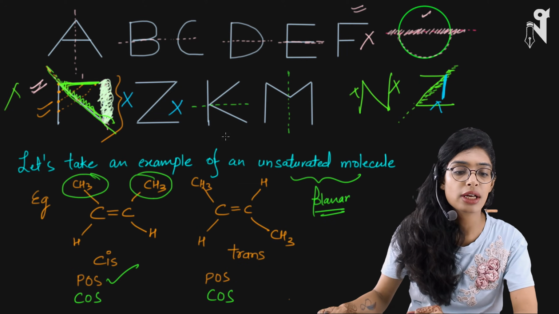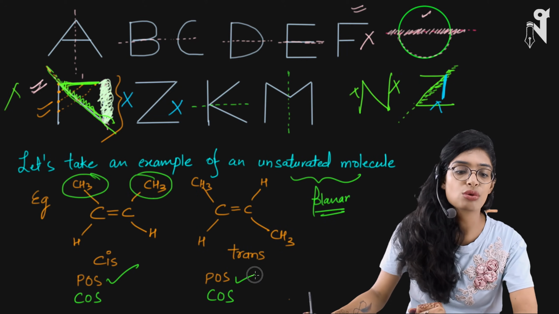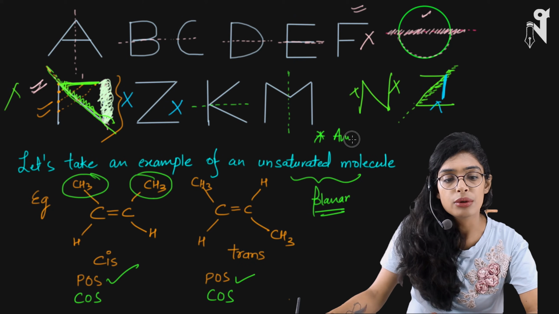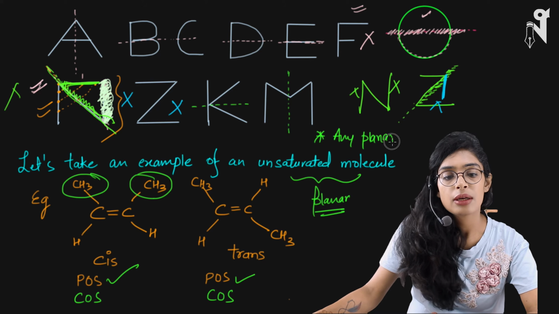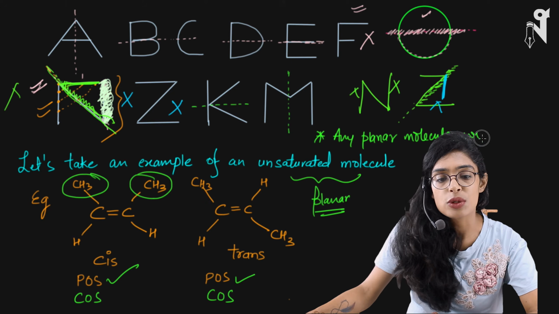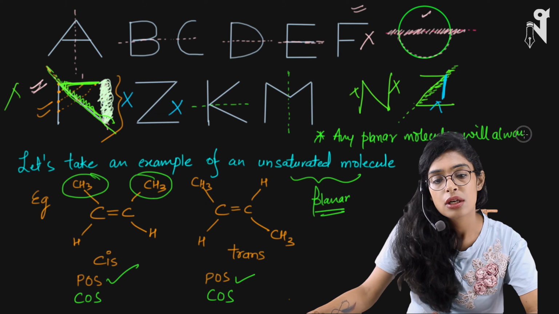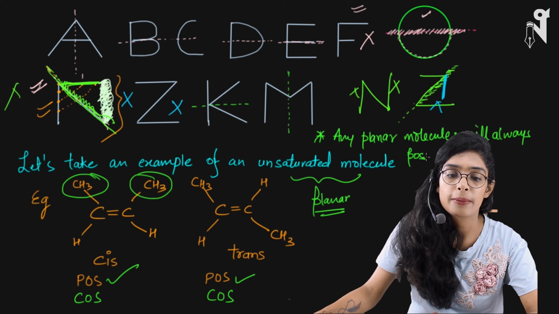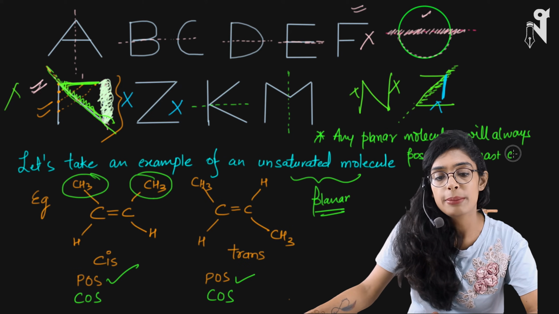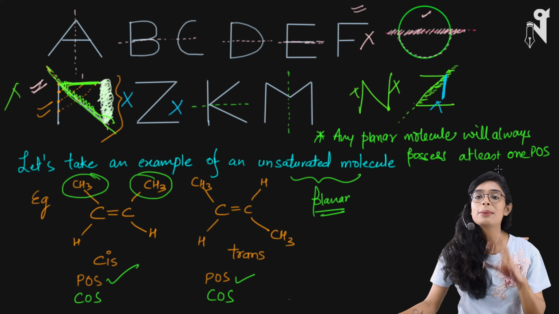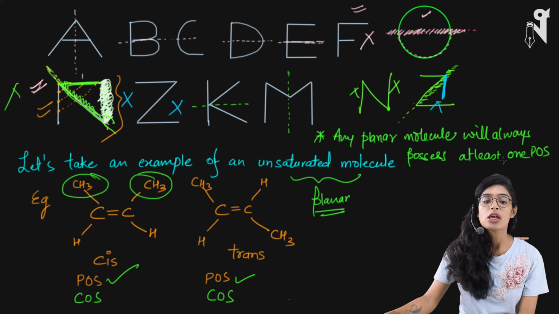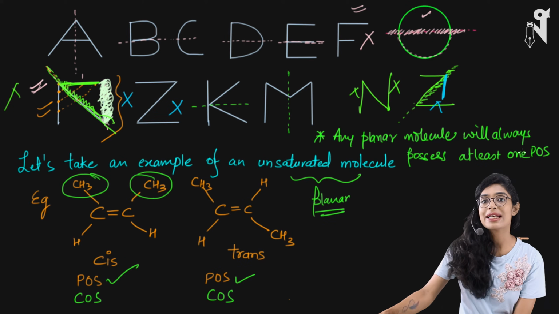So is there a plane of symmetry in trans? Yes. Here we have to note a very important thing. Please make a note. Any planar molecule will always possess at least one POS. We are not going to check how many POS are present. We are going to check whether POS is there or not. Okay. So any planar molecule will always possess at least one POS.